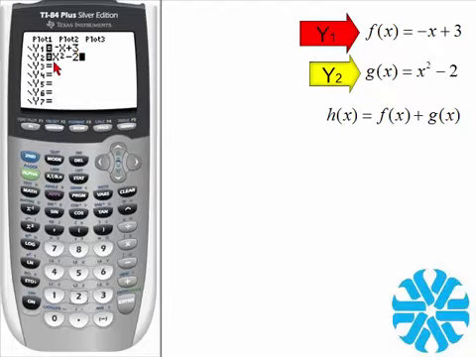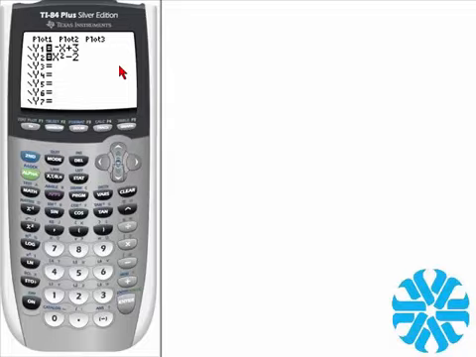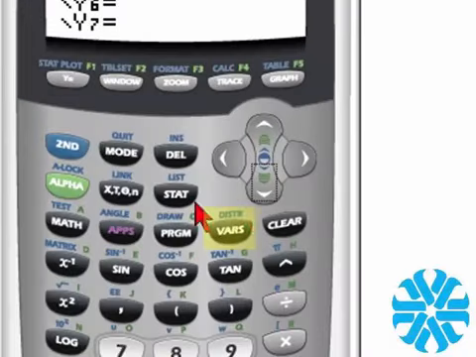Now remember that h of x is equal to f of x plus g of x. So we want y3 to be the sum of y1 and y2. So let's move down. Now we could actually type in the sum of these two by saying minus x plus 3 plus x squared minus 2. We can put that all down here. But an easier way to do this is to simply use the vars key, this key right here.